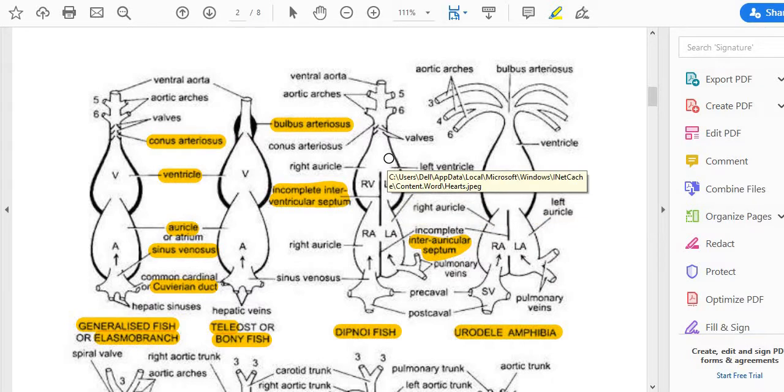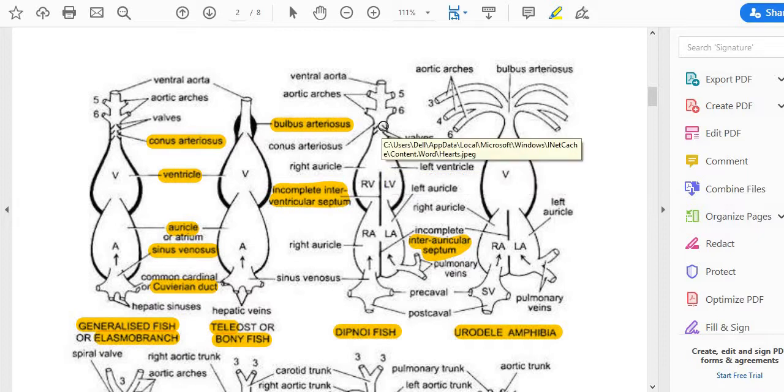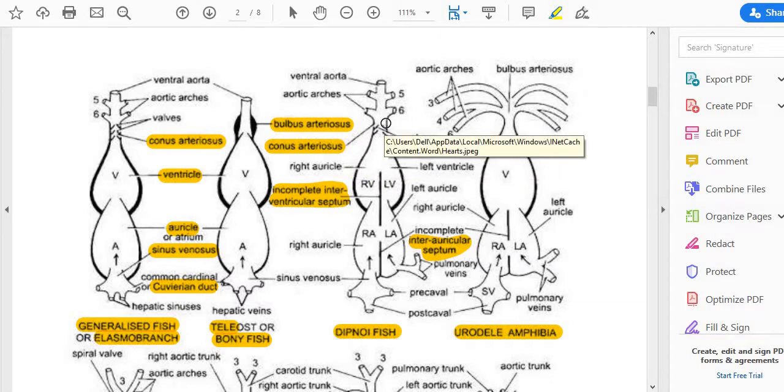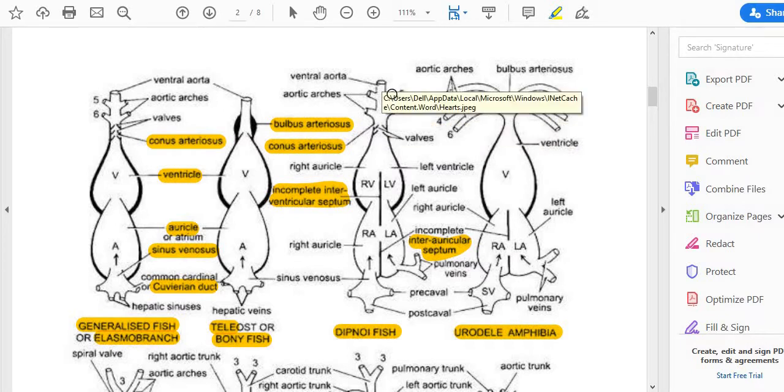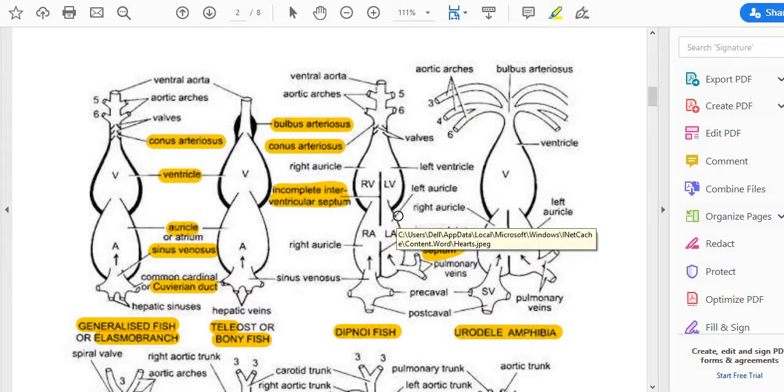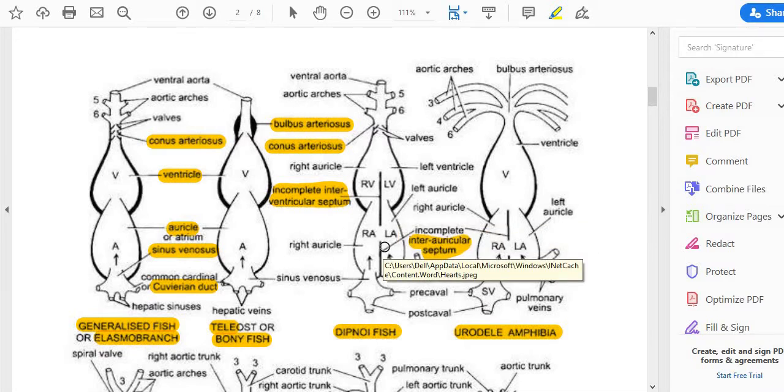After the ventricle the blood moves into the conus arteriosus. So here conus arteriosus is seen, but not the bulbus arteriosus. So conus arteriosus is continued from the ventricle. From the conus arteriosus, it continues with the ventral aorta. So here aortic arches are also seen. So in case of dipnoi fish, let us know how blood flows.